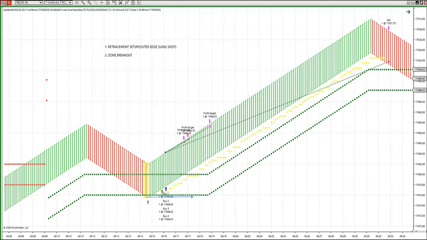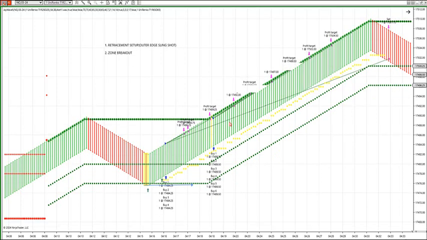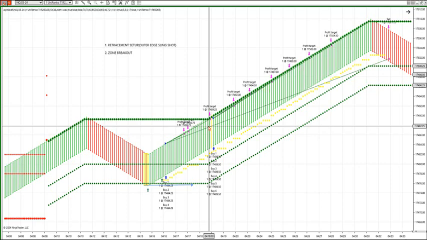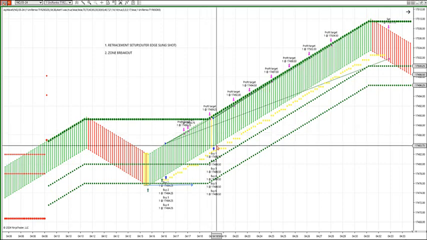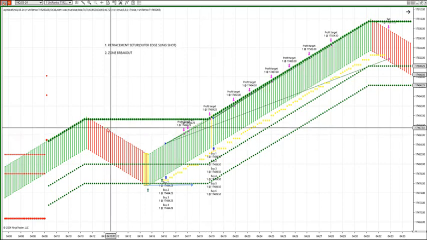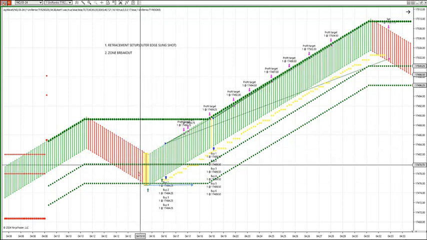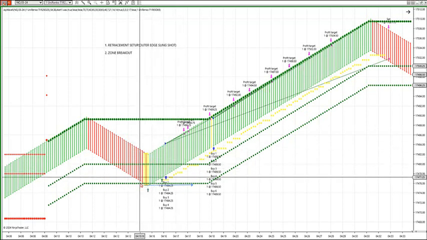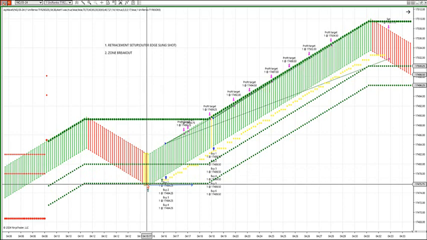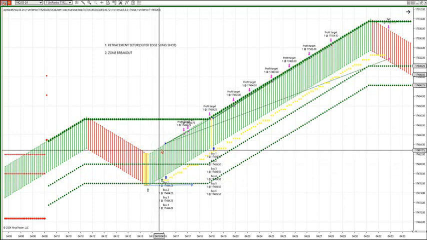So then we have the zone breakout. What's a zone breakout? The zone breakout would be where you have a market where you're already starting, right? So this is the zone breakout. The zone breakout is where you are already moving from this swing low, right? You're moving out of this swing low.